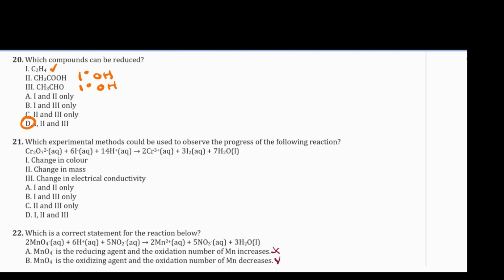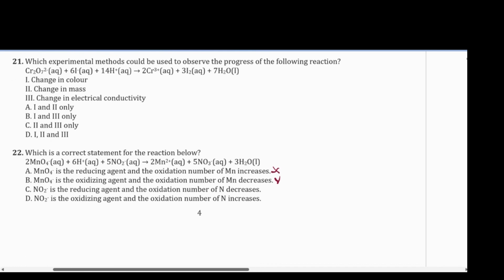So that will give us D. 21. Which experimental methods could be used to observe the progress of the following reaction? Change in color. Yes, we have iodine. Whenever there's iodine, you can measure a change in color. Change in mass? No, solids. Change in electrical conductivity. We've got ions, so yes, we can measure that. 1 and 3 will be B.